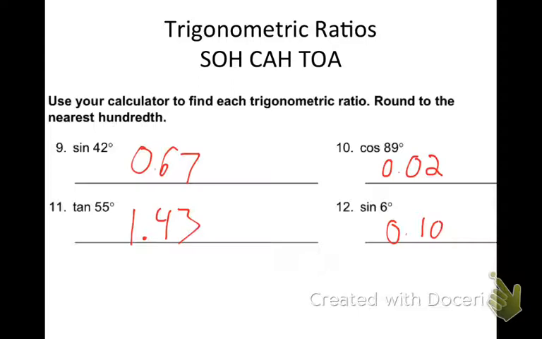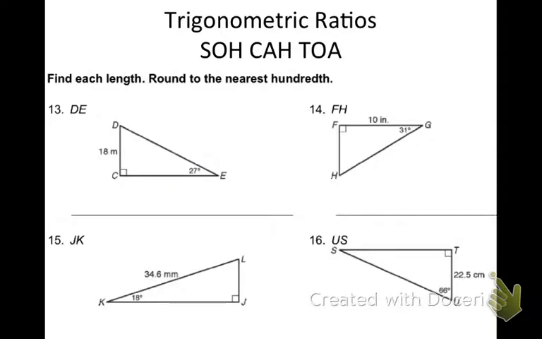we're going to use those same functions to solve for some of the missing side lengths. Okay, so number 13. I want to find each length, rounding our answers to the nearest hundredth. I'm going to place just the letter X where we need to solve. So I want to find DE here. Well, DE is right here. I want to find DE.